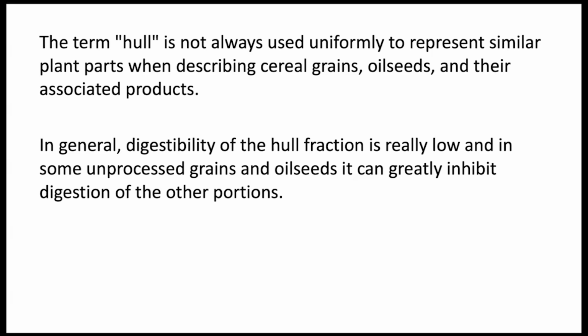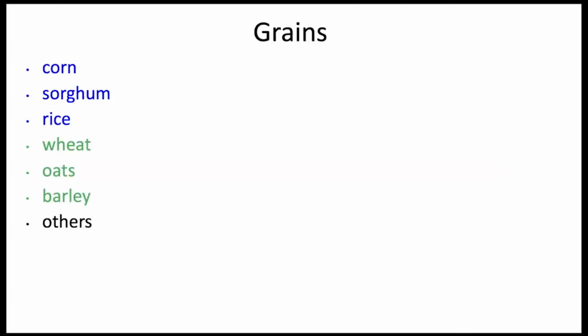And that's because the digestibility of that hull fraction is really low. And especially on certain cereal grains, it can inhibit the digestion of the starch portion as well, making less of that energy available to the animal.